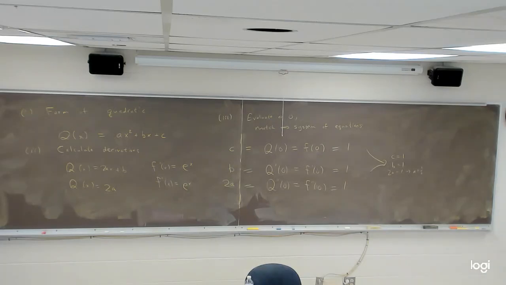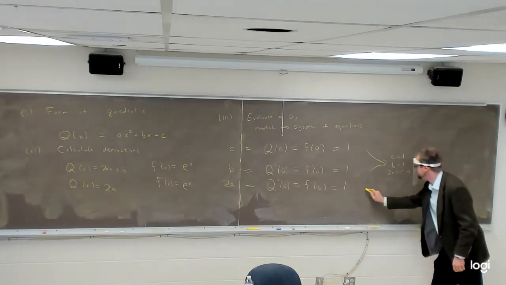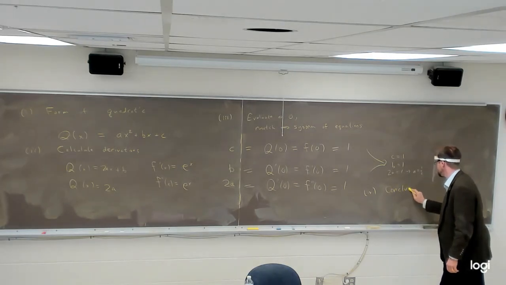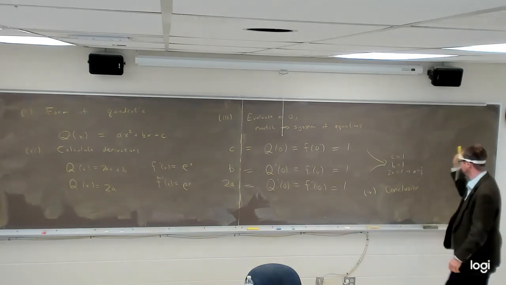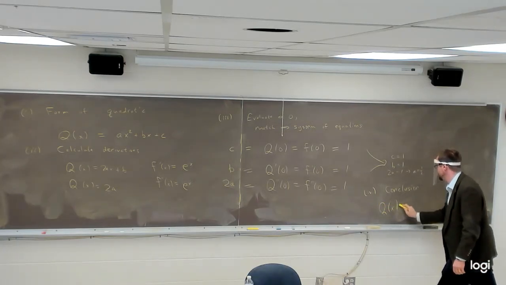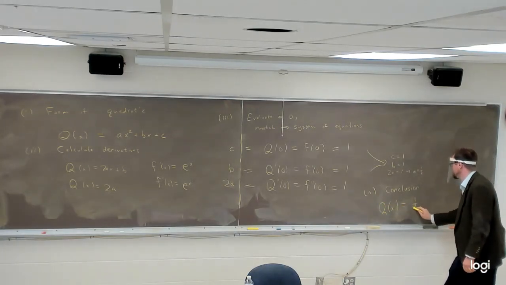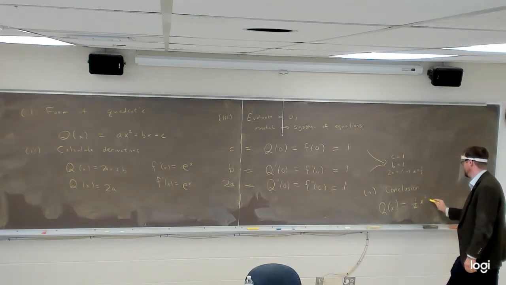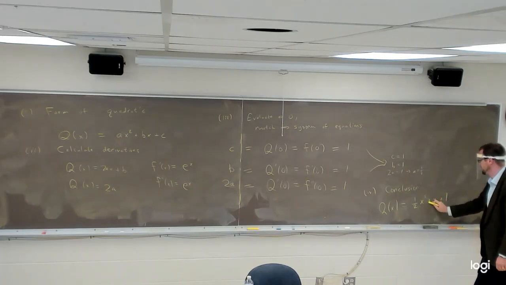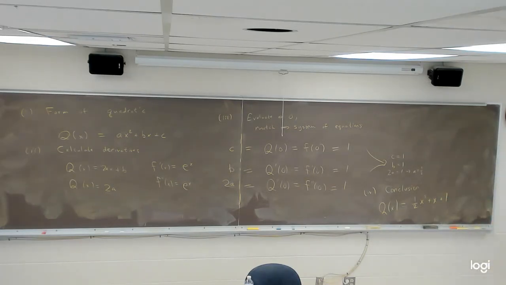So there's my coefficients. Conclusion: my best quadratic, q of x, is a half x squared plus x plus 1. This is the quadratic that best fits e to the x near 0.